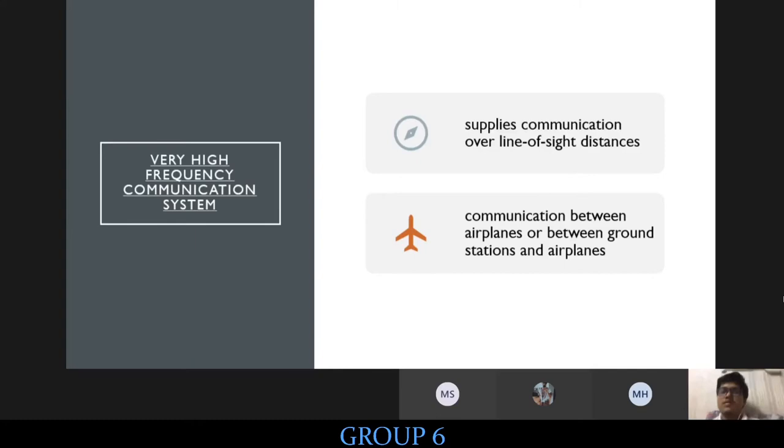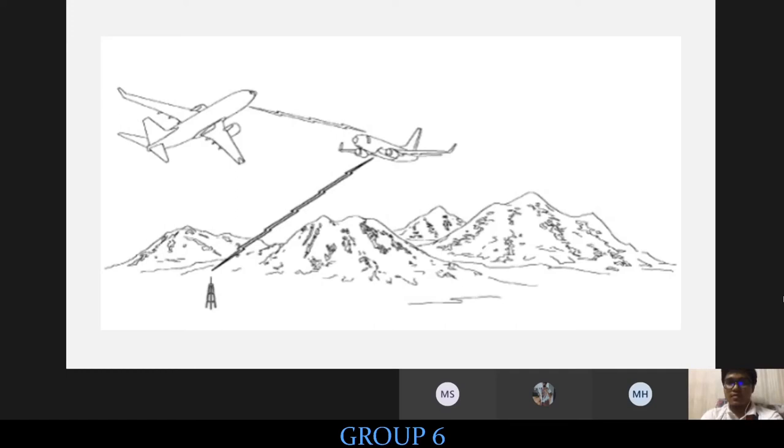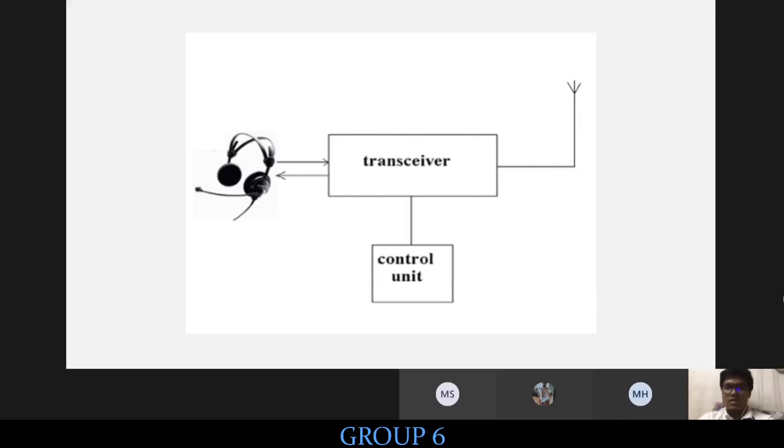Next is VHF, or very high frequency communication system. It supplies communication over line of sight distance, communications between airplanes or between a ground station and airplanes. As you can see, from the antenna at the ground station, it shoots to one airplane and to another airplane, so they can communicate to avoid mid-air collision. To the next page. It's very simple. From the headphone to the receiver and the control unit together, to communicate from the airplane to the ground station, and to receive it back is vice versa.